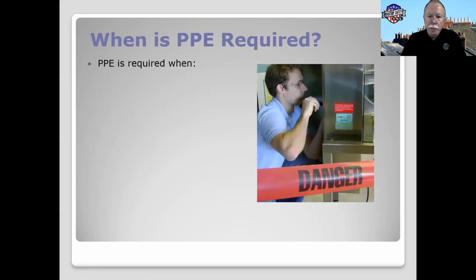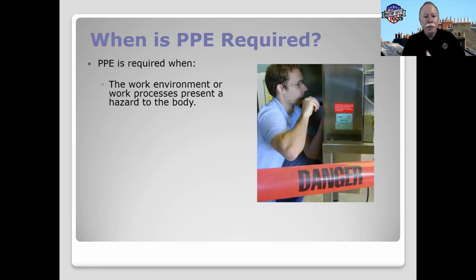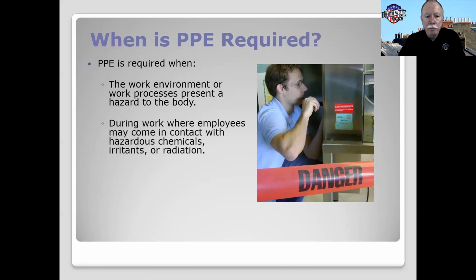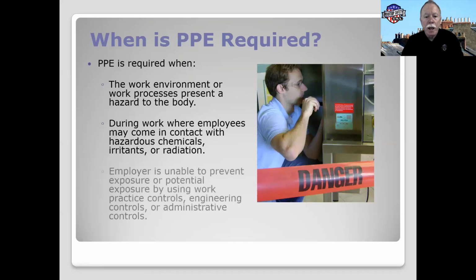So when is PPE required? Well, whenever there's a hazard present as part of the work environment or work process that has not been removed, during any time where employees may come in contact with hazardous chemicals, irritants, radiation, light, and again, when the employer is not able to prevent exposure through work practice changes or engineering controls. Only then would you assign PPE.